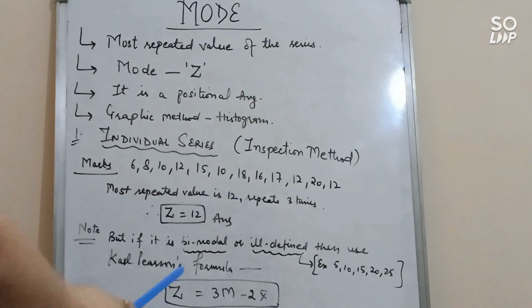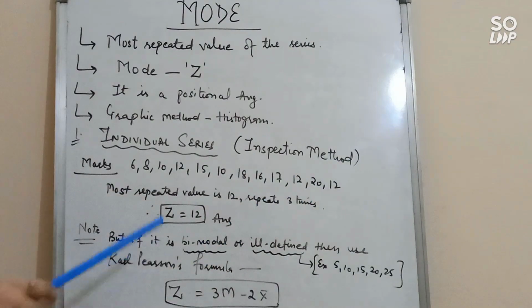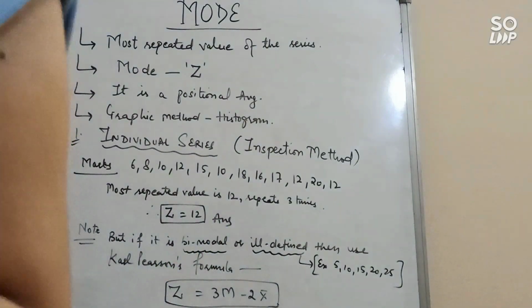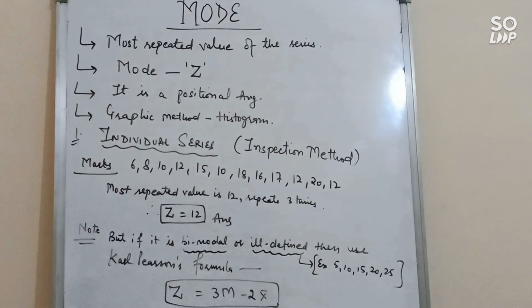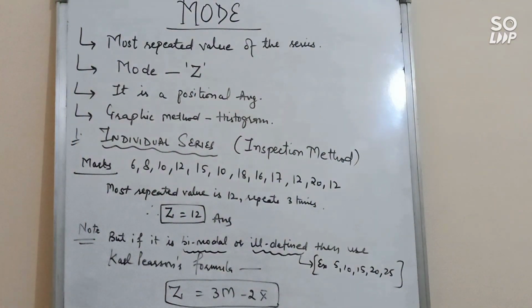Now what if the series is bimodal? Bimodal means when we have two modes. Suppose 10 also repeats 3 times, so 10 and 12 both repeat 3 times. Which value will be considered as the mode? That series is known as bimodal. It means we have two values as mode, 10 and 12. But as per the rule, we want a single value which represents the whole data. So what will we do? We will use Karl Pearson's formula, or in case of ill-defined mode.